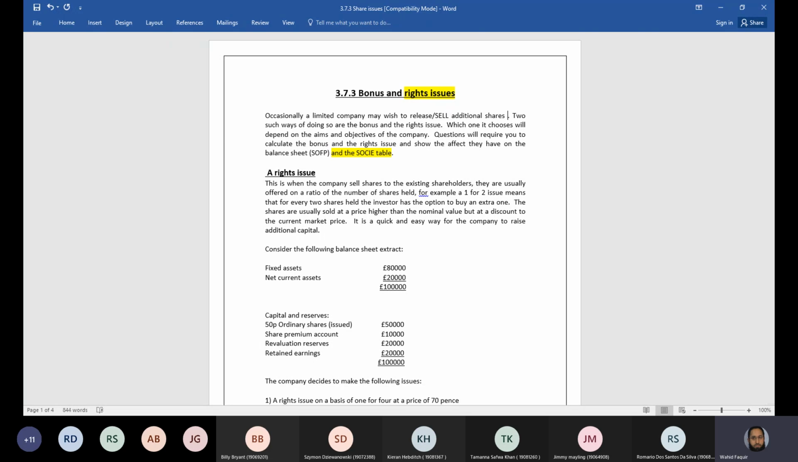So occasionally a limited company may wish to sell additional shares in order to expand. Okay, usually it's in order to expand. There could be other reasons, but let's just say it's more about expansion. Again, I will highlight what I've added. In order to expand. Let's move down then. A rights issue.